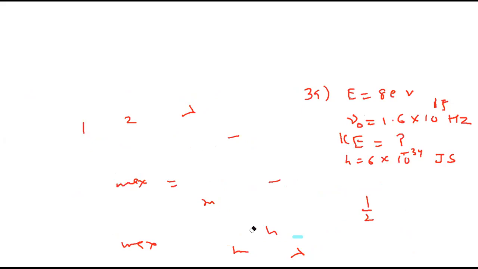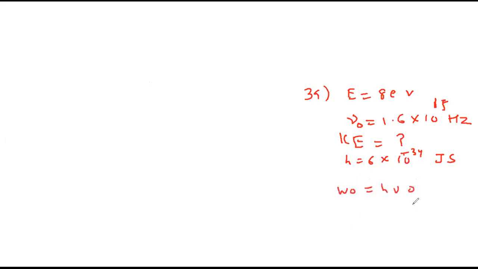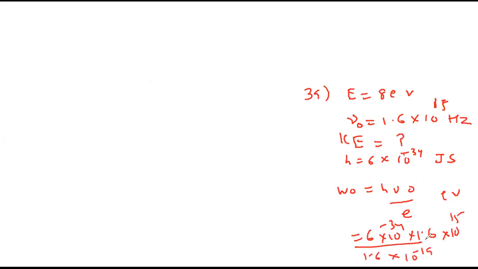Formula for work function is h nu 0. If I divide by e, it will become electron volt. 6 into 10 raised to minus 34, 1.6 into 10 raised to 15, upon 1.6 into 10 raised to minus 19. So this will be equal to 6 electron volt. Now KE is energy minus work function. 8 minus 6 equals 2 electron volt.